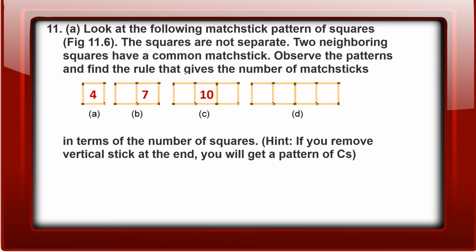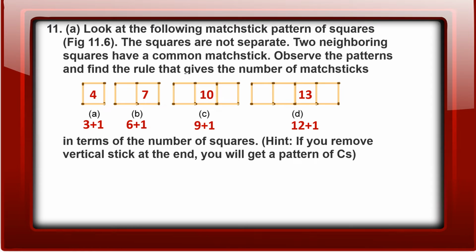Here for the third one, how many matchsticks? 10. For the fourth, 13. So according to the clue, if you remove one, you will get the form of C, isn't it? So why is it given as 3 plus 1? You can write 4 as 3 plus 1. For the next one, you can write 6 plus 1. The next one is 9 plus 1. The next one is 12 plus 1.